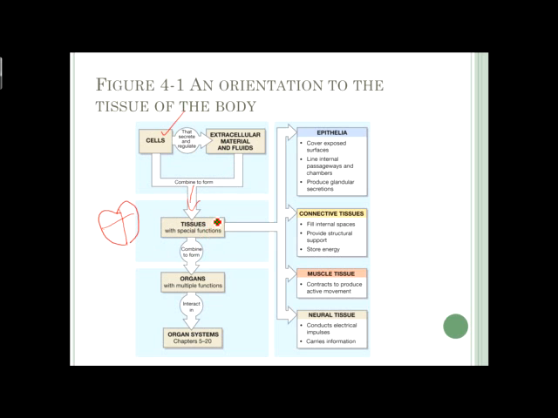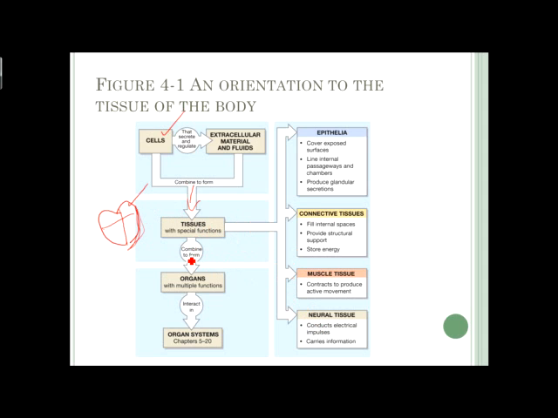And in these tissues we have all different kinds. We have epithelia, which are going to cover the exposed surfaces. So this is going to be the outside. We have connective tissue, which fills internal spaces, provides structural support, and stores energy. And then we're going to have muscle tissue. This is a type of muscle tissue that contracts to produce active movement. And then we'll have neural tissue in these tissues.